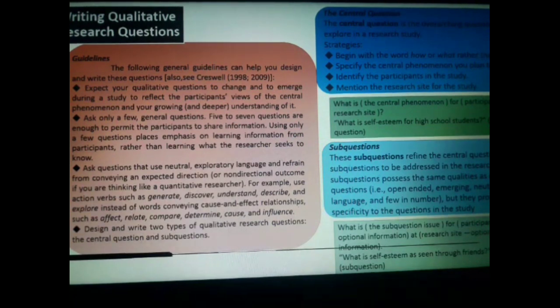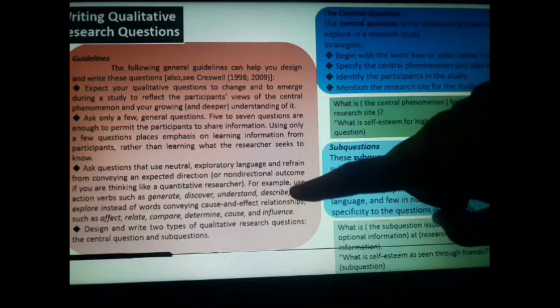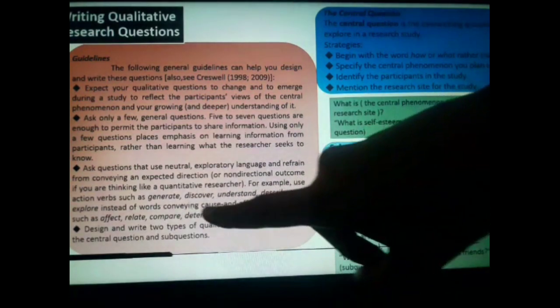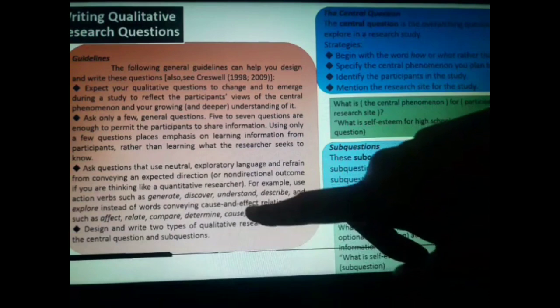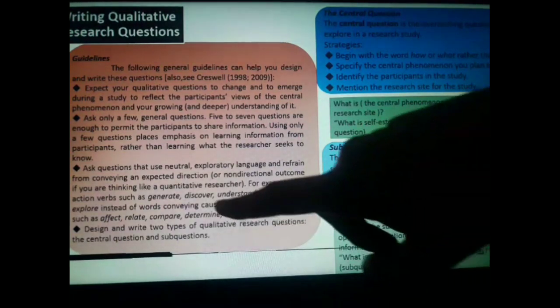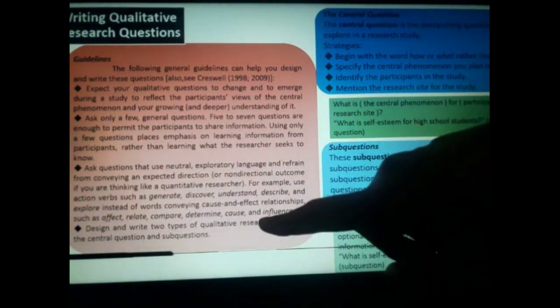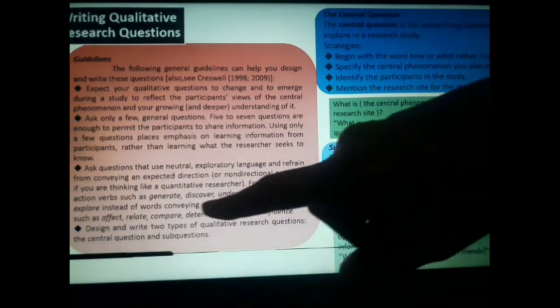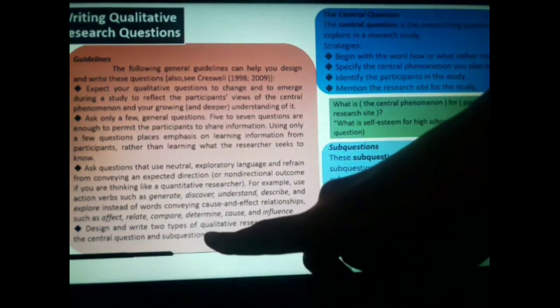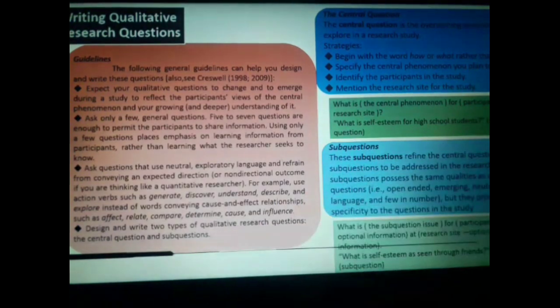The third is ask questions using action verbs such as generate, discover, understand, describe, and explore, instead of words conveying cause and effect relationships such as affect, relate, compare, determine, cause, and influence.